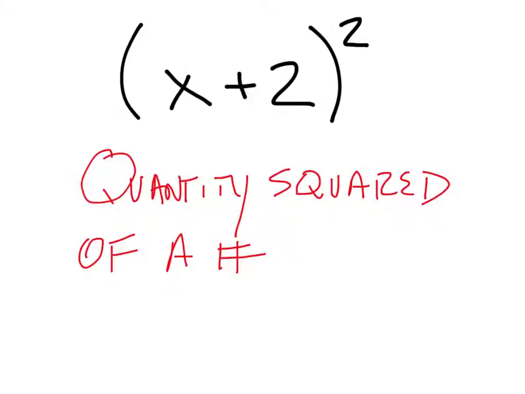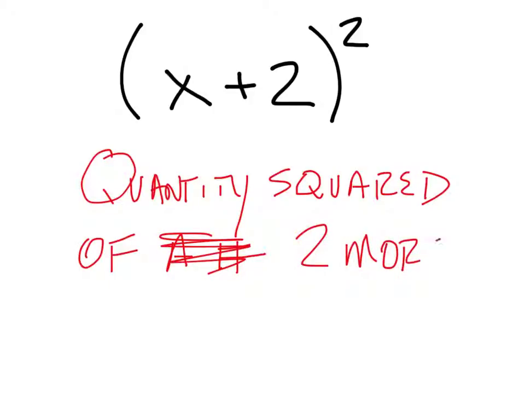Quantity squared of a number, or how about quantity squared of 2 more than a number? That's one way you could do it. You could also say the quantity squared of the sum of a number and 2. So if you'd slipped in sum before you said a number and 2, then that would have been fine as well.